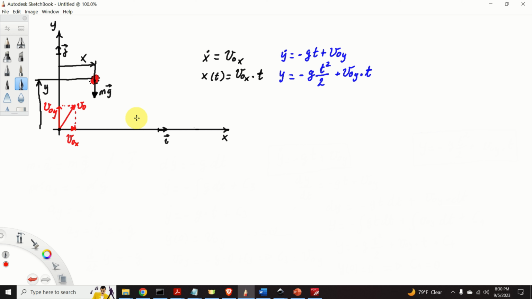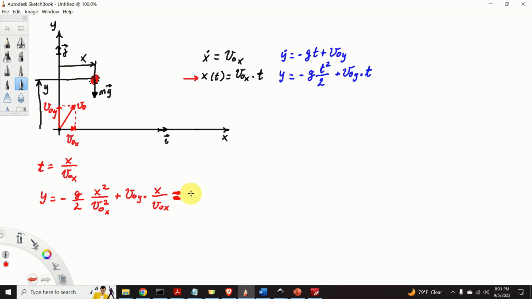So how to do that? Well, from our first equation, we can express time. Time is equal to x over v0x. Then we can substitute this time in this equation. And let's do that. We will have y is equal to minus g over 2 t squared x squared divided by v0x squared plus v0y multiplying time. And time is x over v0x. Perfect.